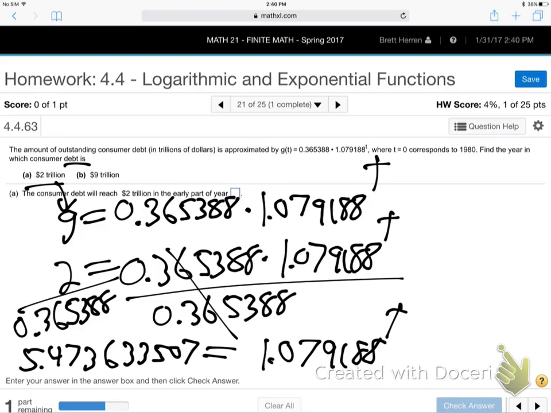Just keep going when you're in the middle of the problem, because I'm to here now, trying to solve for T. Yeah, T is in the power. We know what to do. Natural log of both sides, right? Whenever that letter's in the power, natural log of both sides. I'm going to change screens. I've got it on my screen here.